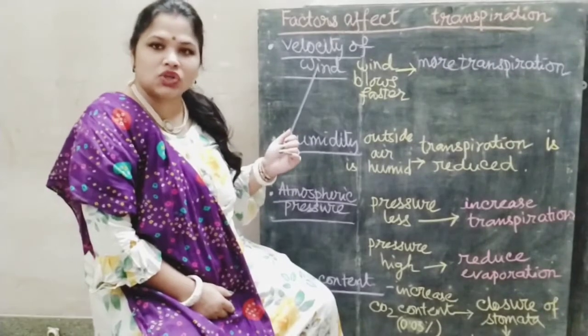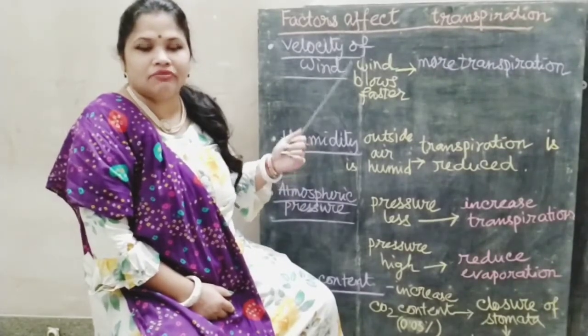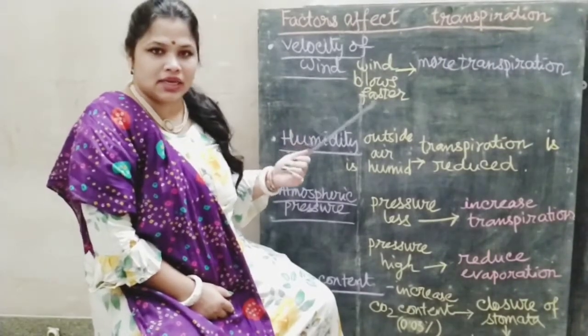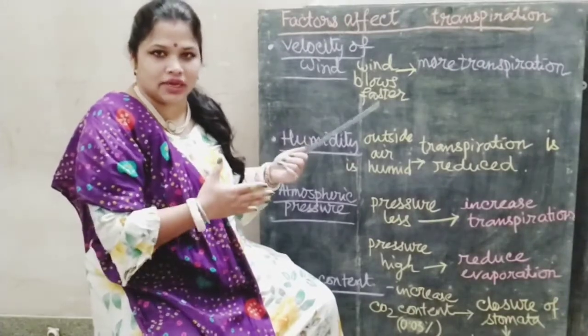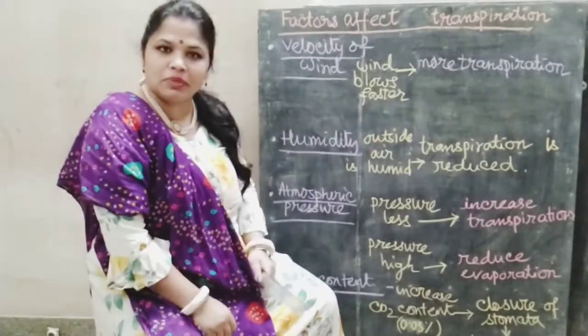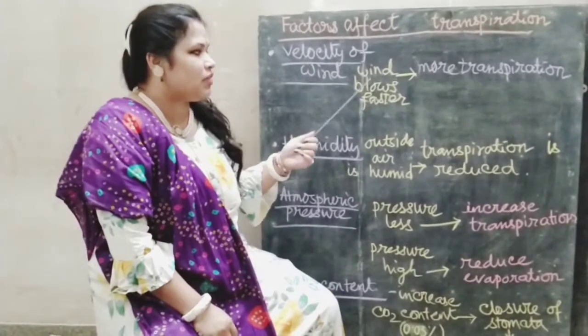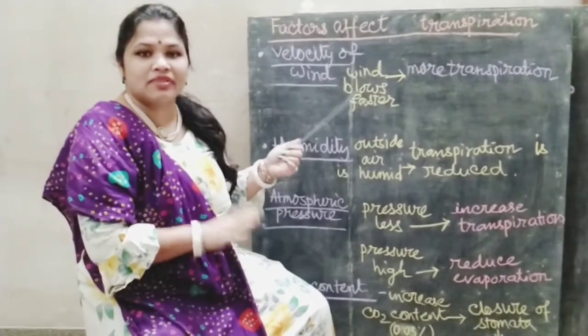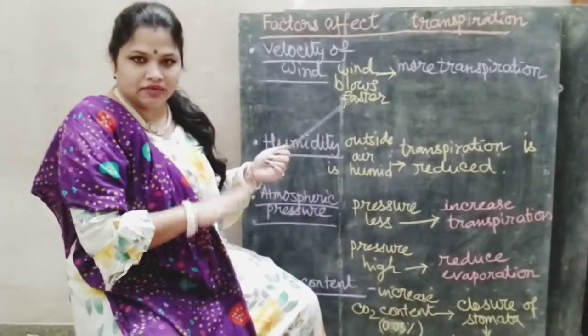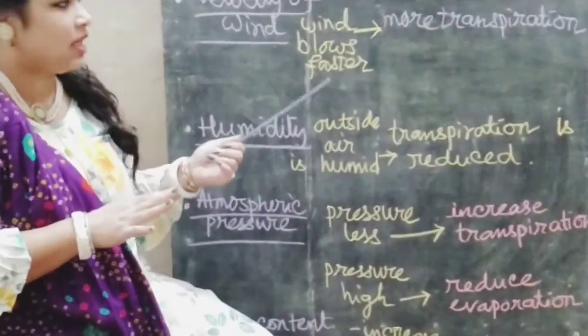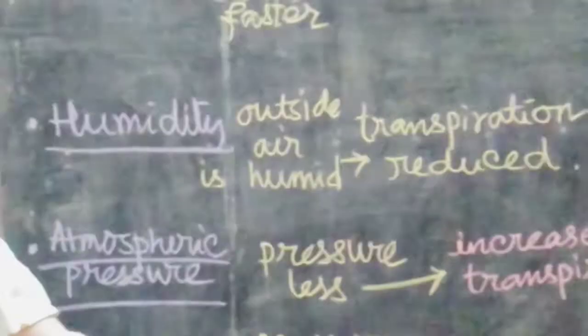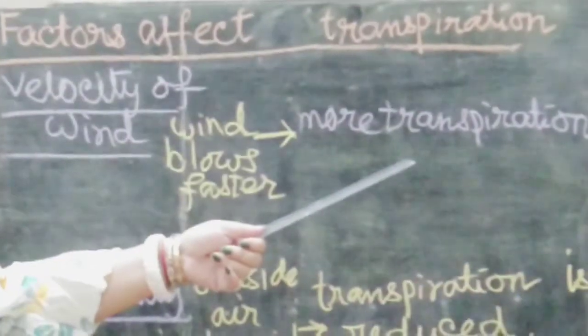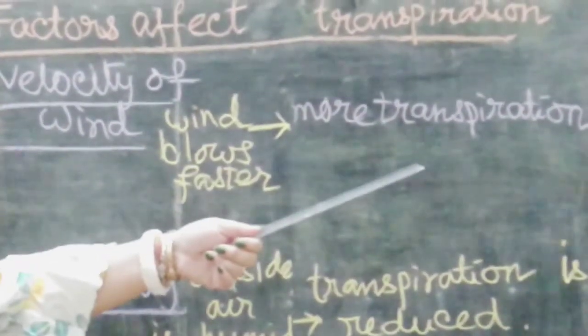One is velocity of wind. If the velocity of wind is high, if the wind is blowing at a very fast rate, then definitely the transpiration will be more. If the wind is blowing slowly, if the air is still, not moving, then the transpiration will be less. So it is directly proportional. Wind blows faster, faster transpiration. Evaporation of water is more.